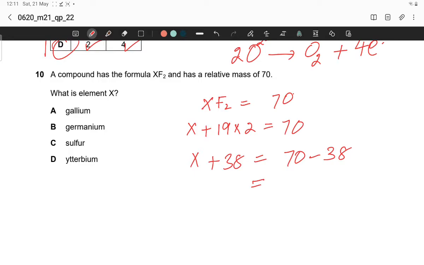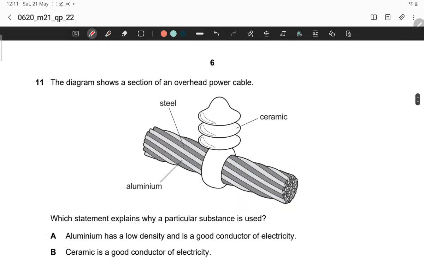X is equal to 32. If you look at the periodic table, the atomic mass of sulfur is 32. So this is the correct option. Gallium is not 32, germanium is also not 32, and ytterbium is also not 32. So sulfur is the best option.